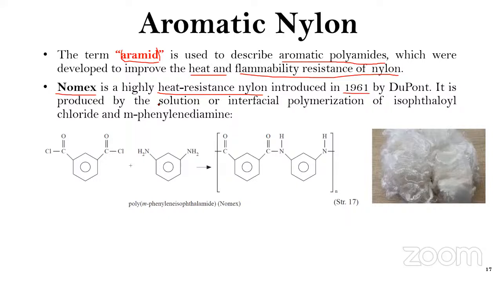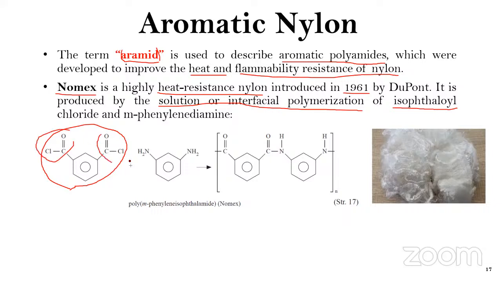It is produced by the solution and interfacial polymerization of isophthaloyl chloride, that is this, and m-phenylene diamine. This is known as aramid, or aromatic nylon, and the company name is Nomex. It looks like this.